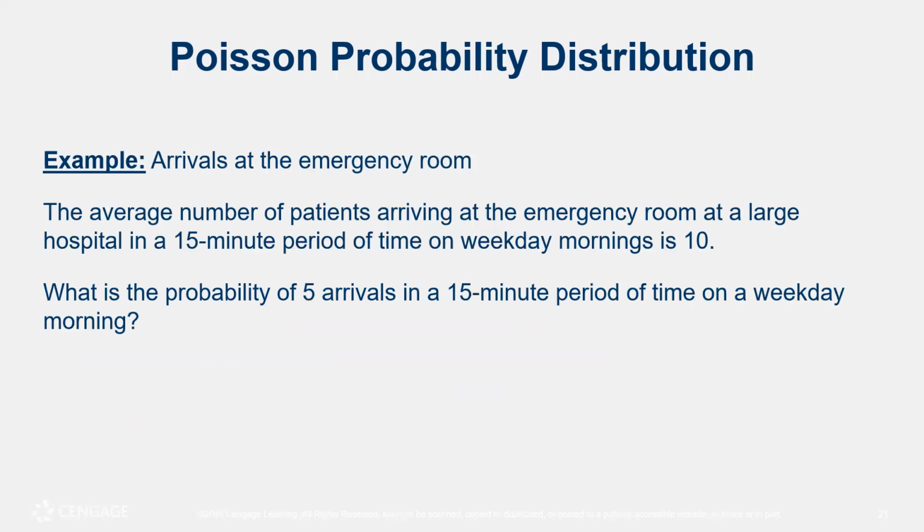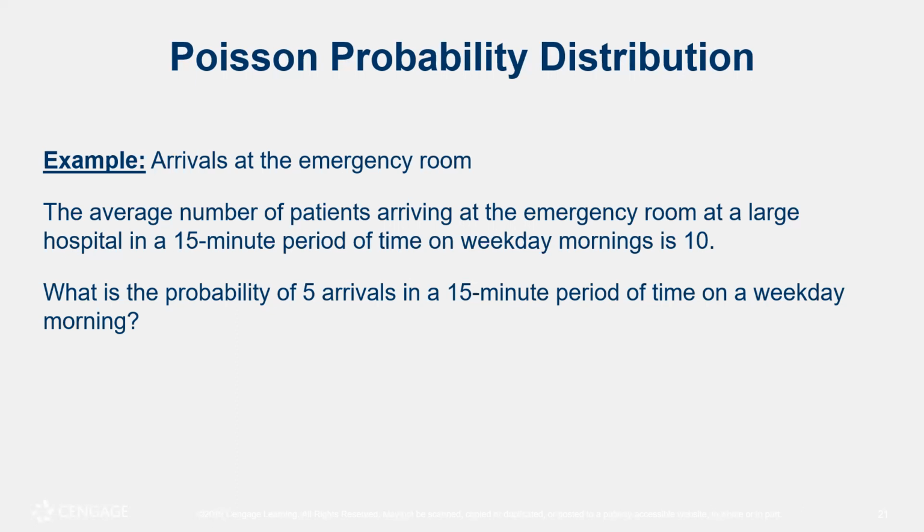Okay, so here's an example: arrivals at the emergency room. The average number of patients arriving in an emergency room in a large hospital in a 15-minute period of time on weekday mornings is 10. 10 per 15 minutes. Whew. All right. What is the probability then of 5 arrivals in a 15-minute period of time on a weekday morning?